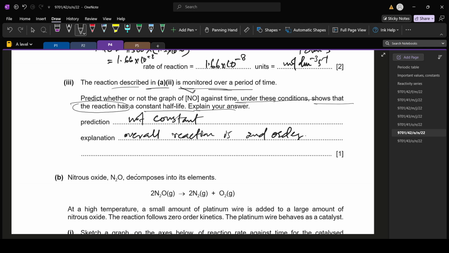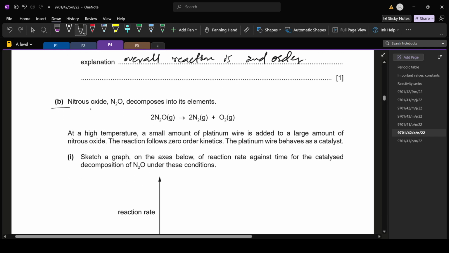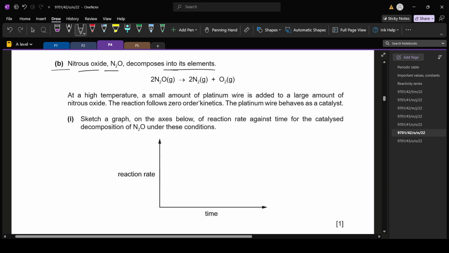Now moving towards the next part. Nitrous oxide decomposes into its elements. At high temperature a small amount of platinum wire is added to a large amount of nitrous oxide. The reaction follows zero order kinetics. The platinum wire behaves as a catalyst. Sketch a graph on the axis below of the reaction rate against time for the catalyst decomposition of nitrous oxide under these conditions.